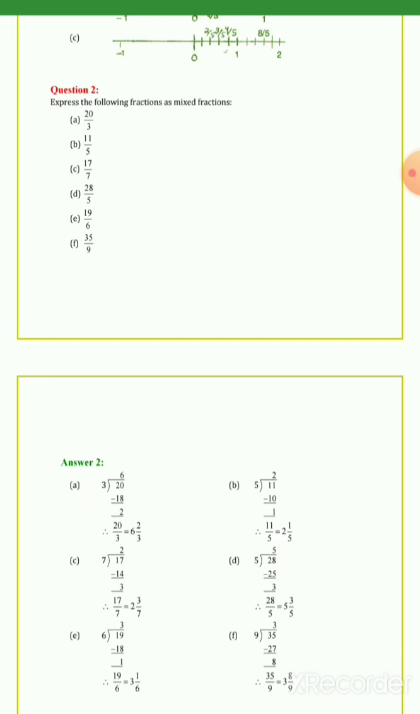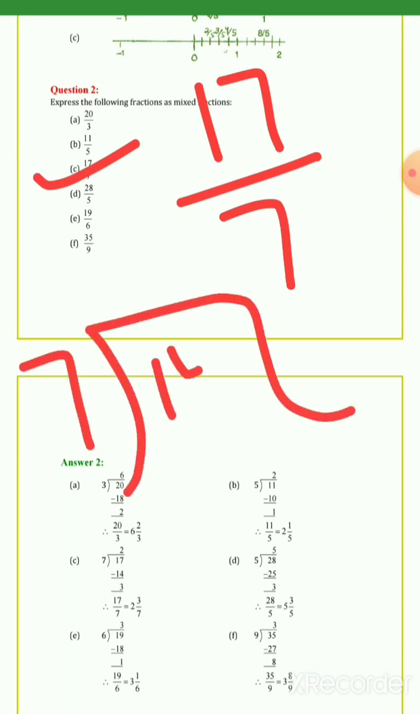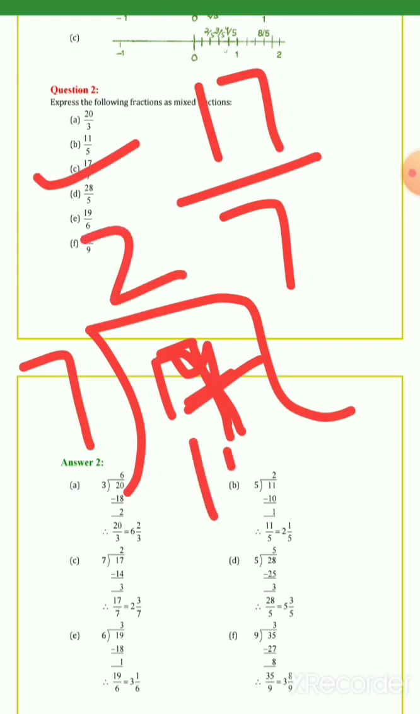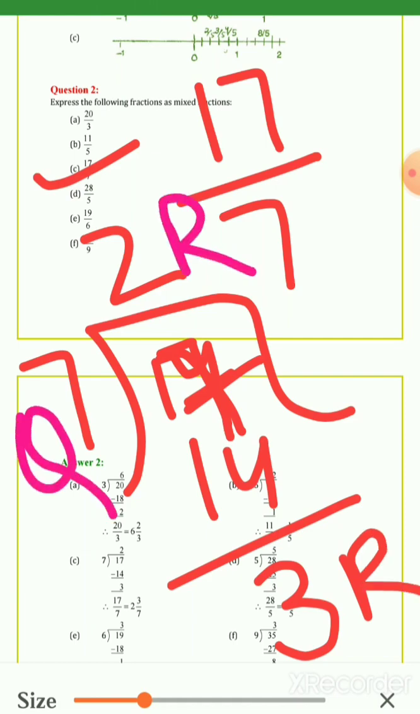Now moving to the next, we have C, that is 17 by 7. Again you have to divide both the numbers. 7 ones are 7, 7 twos are 14, 7 threes are 21, which is greater. So you will take 7 twos are 14. So 17 minus 14 is 3. 3 is the remainder, and 2 is the quotient, and 7 is the divisor.